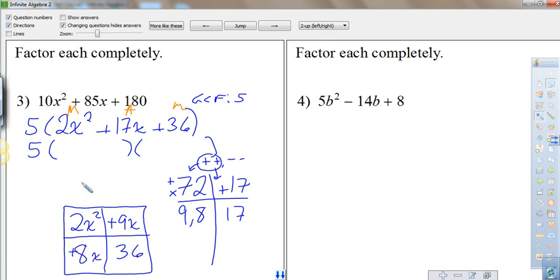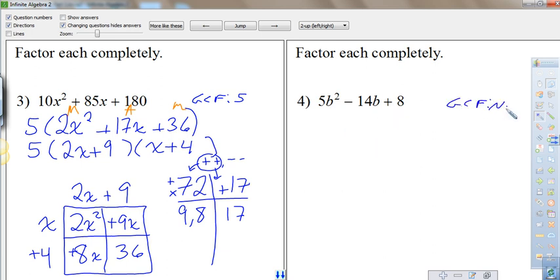First column, we're going to have a 2x that sneaks out of both of these. Second column, both is divisible by 9, positive 9. First row, both are divisible by x, and second row, both are divisible by a positive 4. There you go. Alright, this guy, our GCF is none, so we're just going to jump right into it.